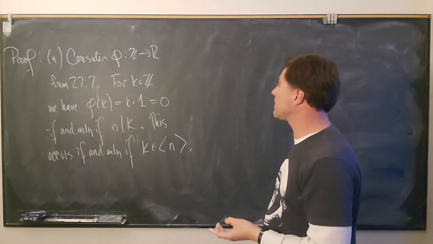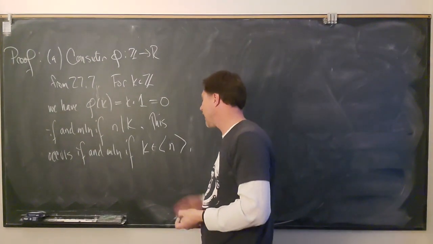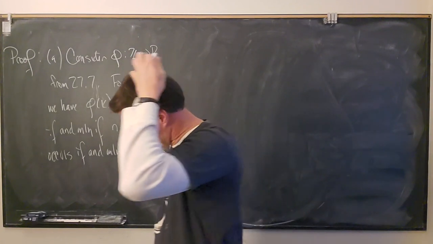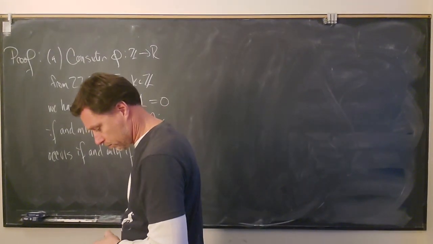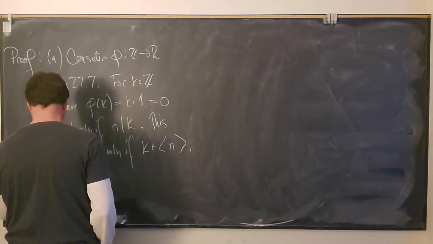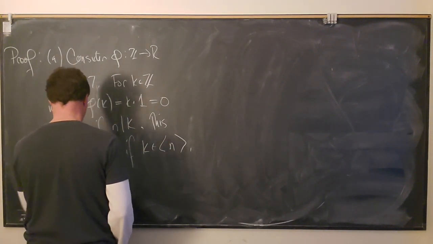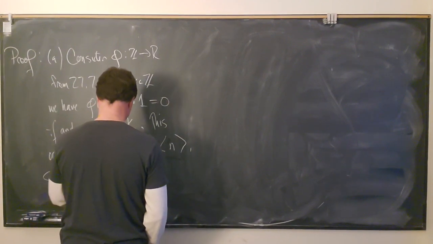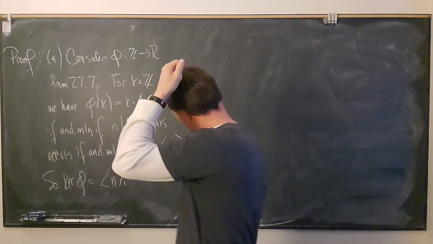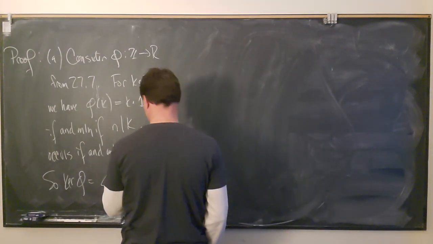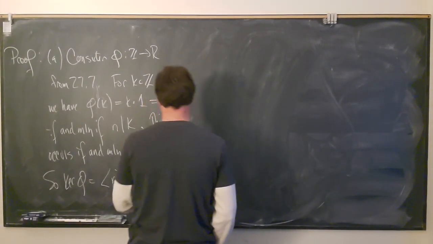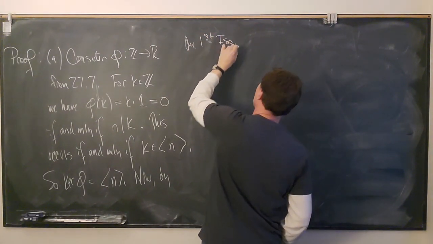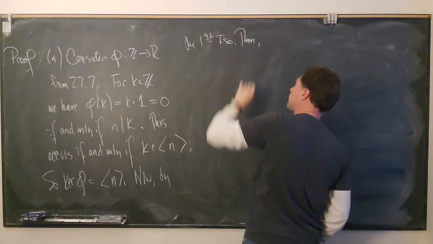So what does that tell us then? It tells us that the kernel of phi is precisely equal to the ideal generated by n. So the kernel of phi is equal to the ideal generated by n. And now we're just going to apply the first isomorphism theorem.